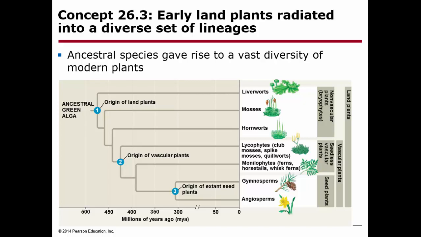Now we'll discuss the diversification and the classification of land plants. At the root of the land plant phylogenetic tree is the group known as the liverworts. Three groups, the liverworts, mosses, and hornworts, make up this group that we call the non-vascular plants.